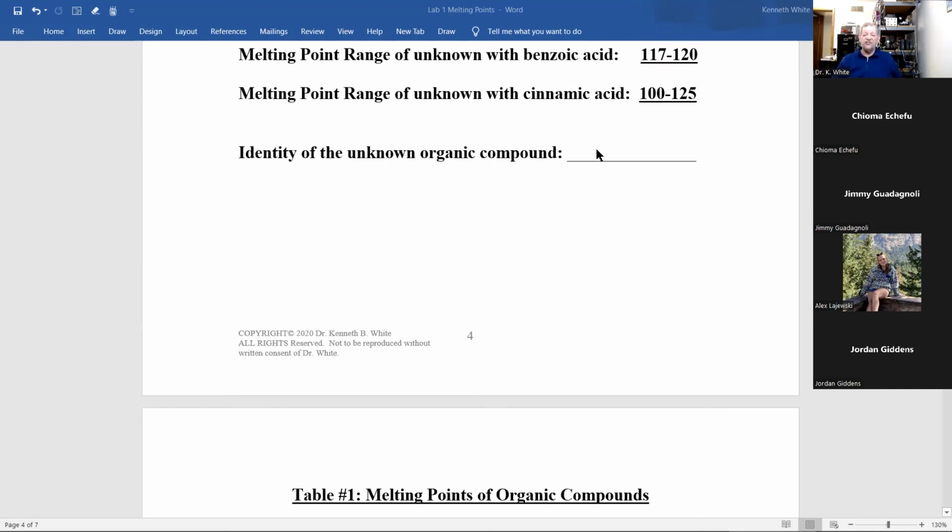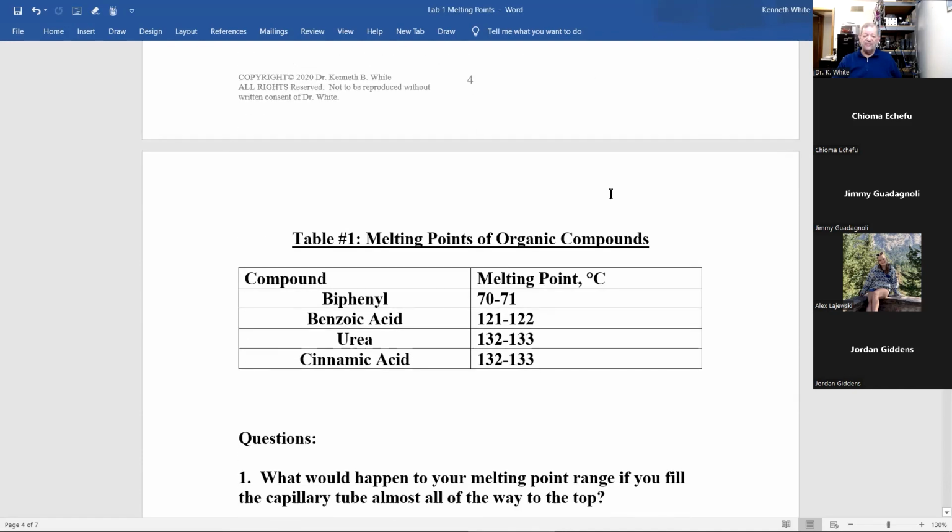For this lab right here, you have to fill in what the unknown organic compound A is. And it's one of these four. Use the concept of colligative effect. If they're different, even though they originally have the same melting point, or even different ones, it's going to go lower and wider. If they're the same, it won't change hardly any bit.